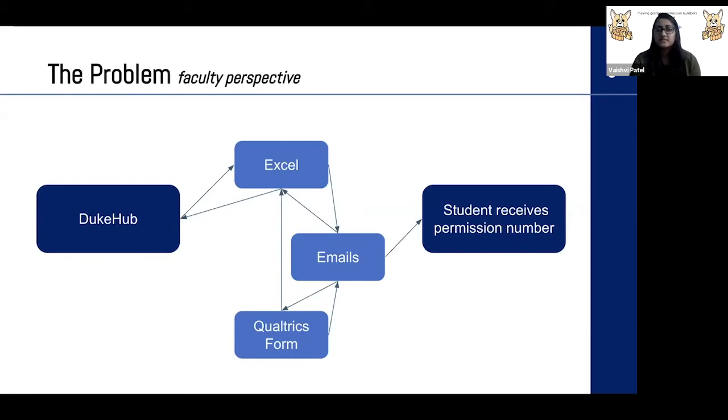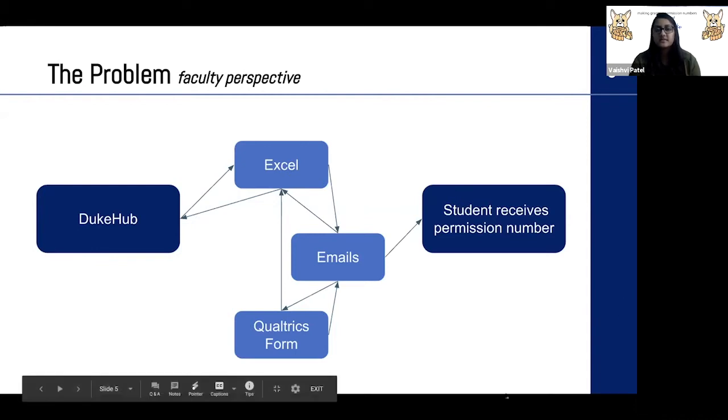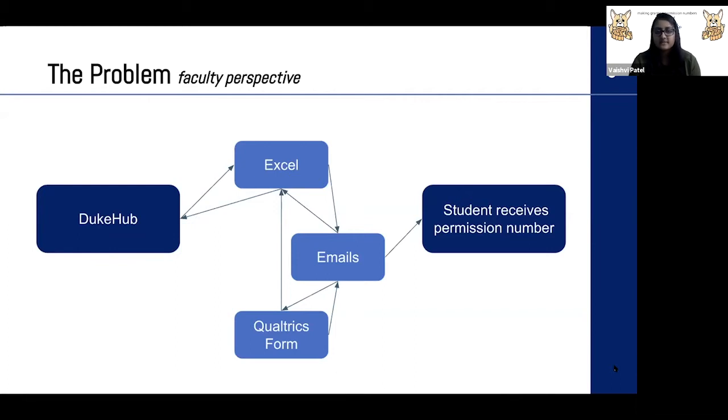Then after analyzing those results and deciding who to give the permission number to, they go to DukeHub to generate the permission number and then manually keep track of who the permission number has been assigned to using either DukeHub, Excel, even pencil and paper sometimes. Then they go to their emails and email back the student with the permission number. And even after all this, they don't know whether the student is going to use the permission number come registration day, because there's no way of exactly knowing. Now, Elizabeth will show our proposed solution.